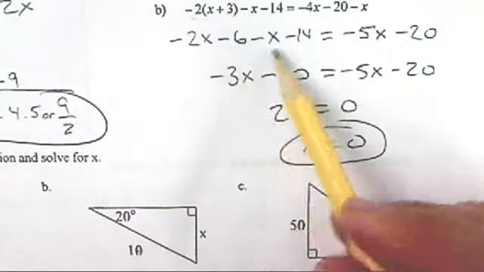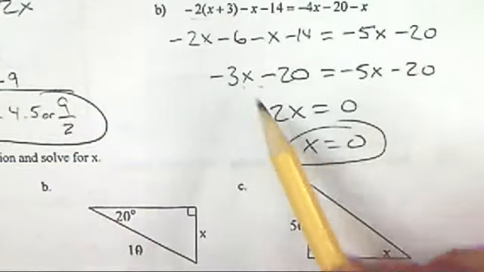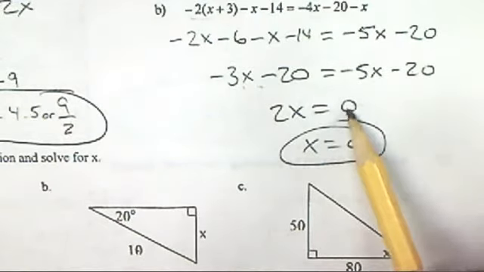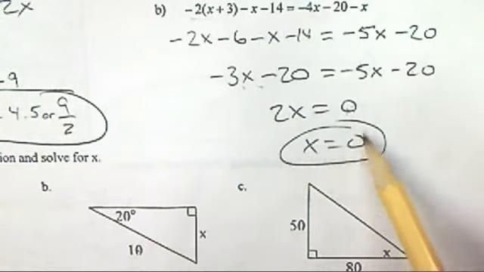Distribute. Combine like terms. I added 5x to both sides. I added 20 to both sides. I received a 0 here. When I get a 0, if you take 0 and divide it by anything, you're going to get 0.